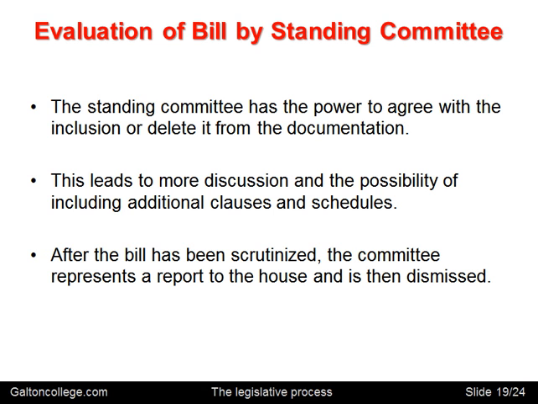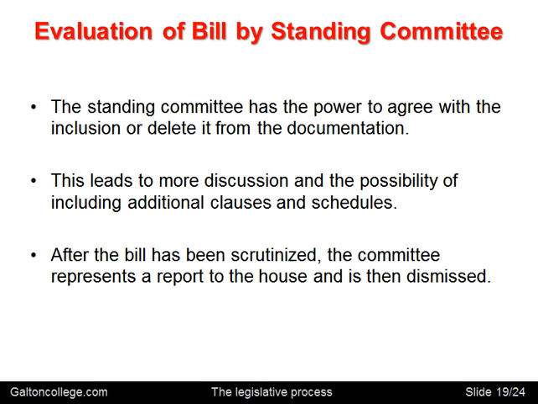The Standing Committee has the power to agree with the inclusion or deletion of material from the documentation. So the Standing Committee has got power. So this leads to more discussion and the possibility of including additional clauses and schedules. So generally speaking, the committee may insert points into the bill, make recommendations for points to be inserted into the bill, or to delete points in the bill, delete parts of the bill.